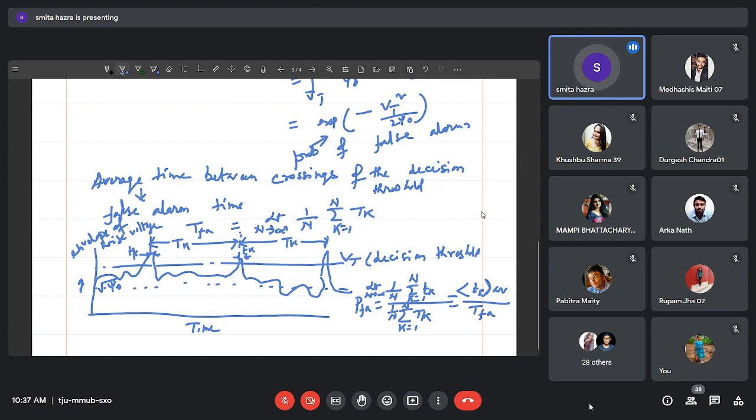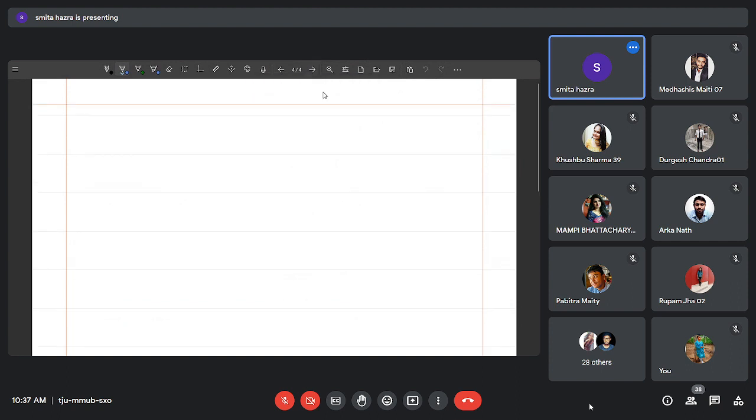So if I rewrite the equation, then we can write this PFA as: in the denominator it is the false alarm time, and in the numerator it is simply this tk average. So what is tk average? This time is actually the inverse of the bandwidth. From where is it coming?